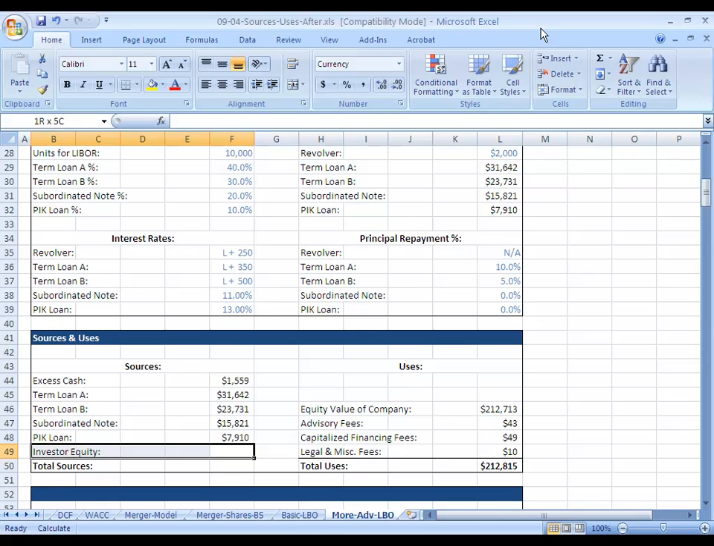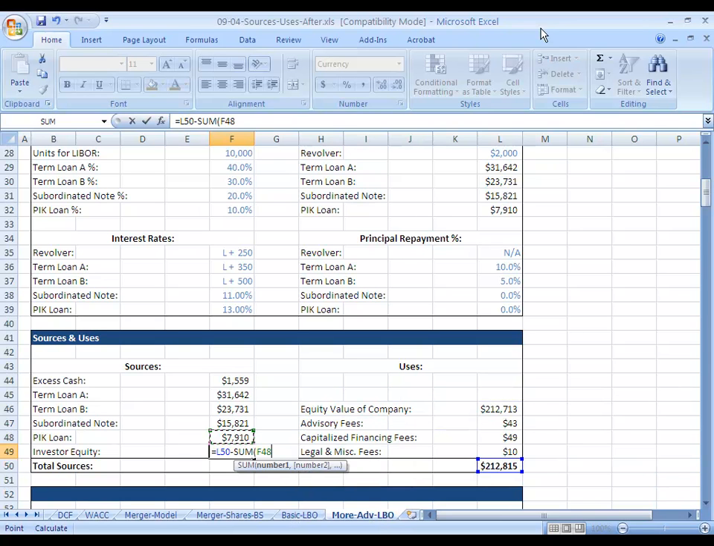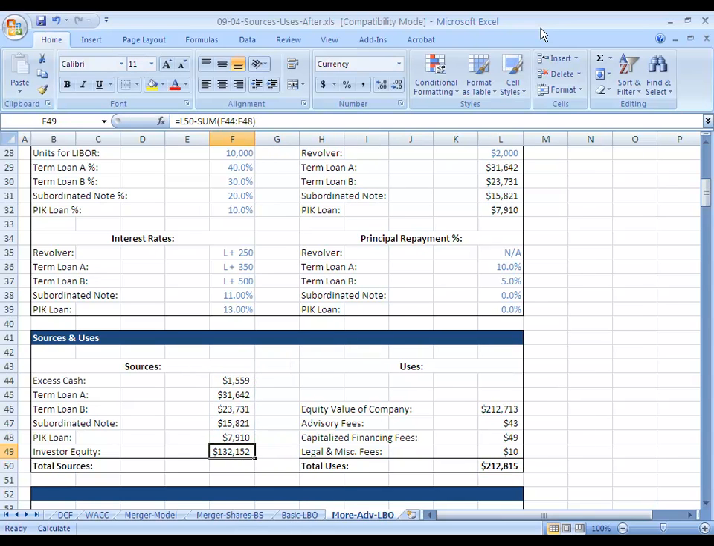Now for the investor equity, remember that our assumption is that it's equal to the total uses minus the sources so far. So we're assuming that whatever we need to buy this company that we have not yet paid for will be the responsibility of the private equity firm to pay for with their own equity, with their own cash. So we're going to take total uses over here and then subtract our sources so far. So we have that, and now I'm going to sum this up.